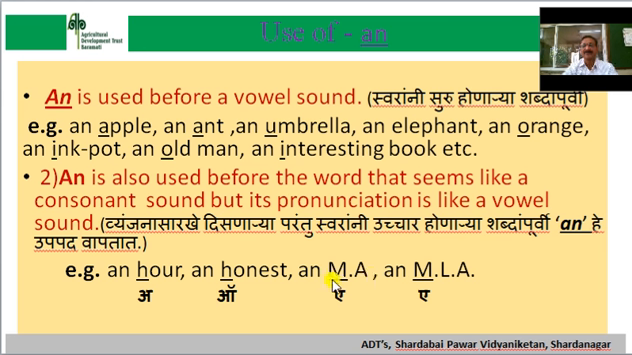In the case of MA and MLA, these words start with a consonant sound but their pronunciation begins with a vowel sound. That's why an is used before them.